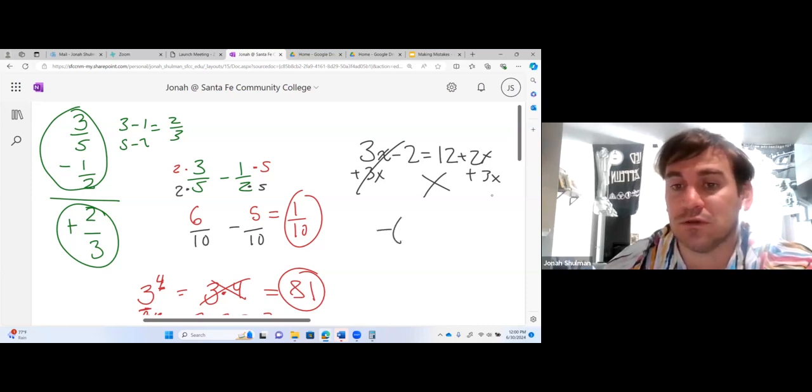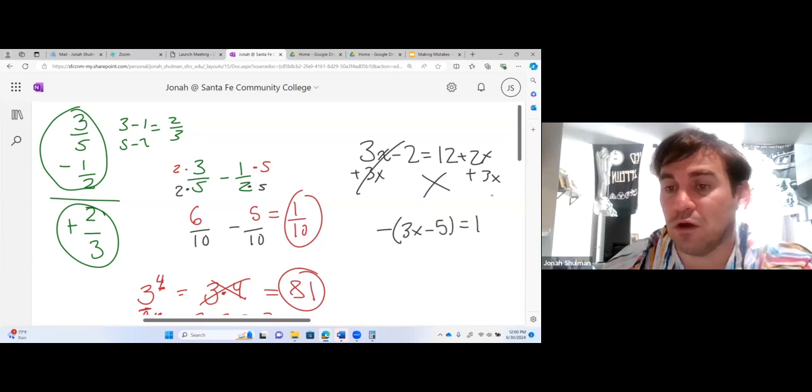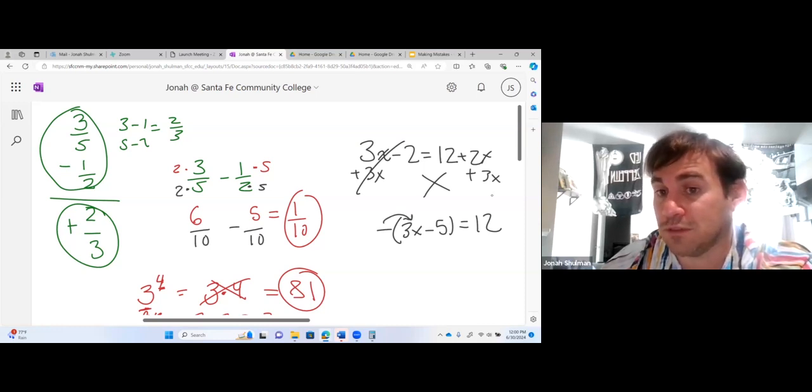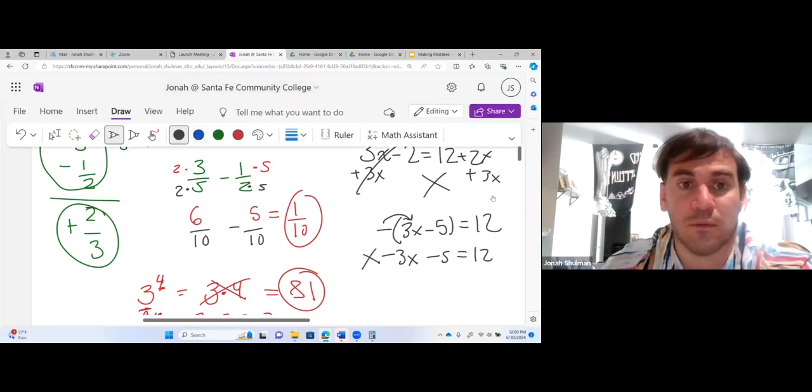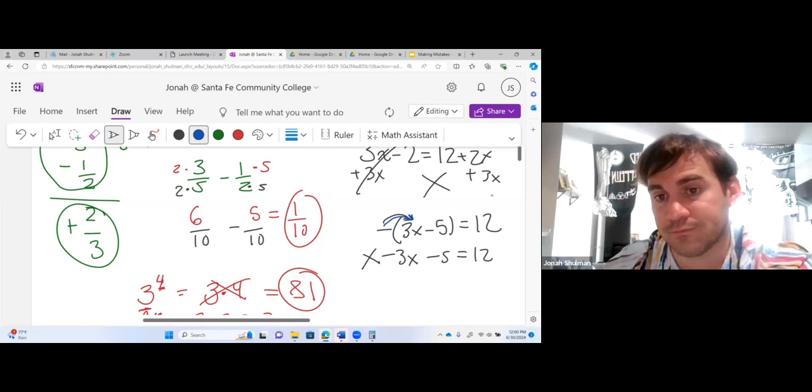Another mistake I see all the time is when it's a negative 3x minus 5 equals 12, whatever it is. A lot of students just bring this to one piece and make it negative 3x minus 5 equals 12 and solve. However, this is wrong. It has to go to both. So it's a negative 3x plus 5 equals 12.